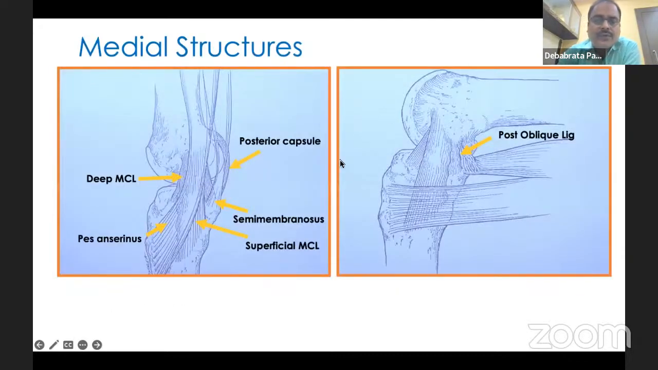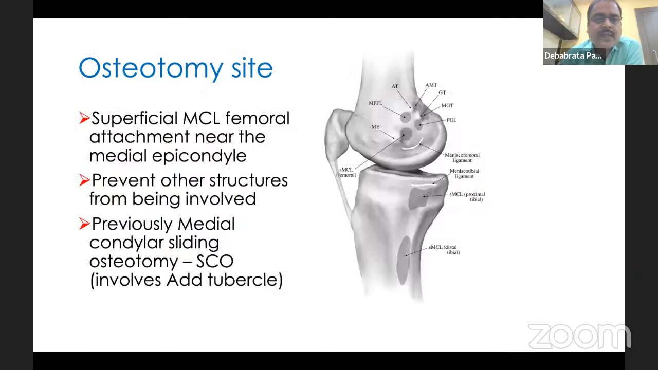Before going to that, we should know the medial structures which are there. In the deep part, there is the deep MCL, posteriorly the posterior oblique ligament and the semimembranosus and the posterior capsule on the proximal tibia attachment, and it comes from the medial femoral condyle. And superficially, the superficial MCL and the pes anserinus are lying, which can cause major instability when they are released for correction of severe varus.